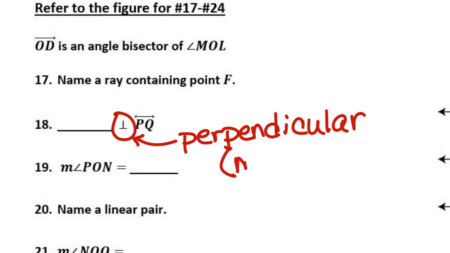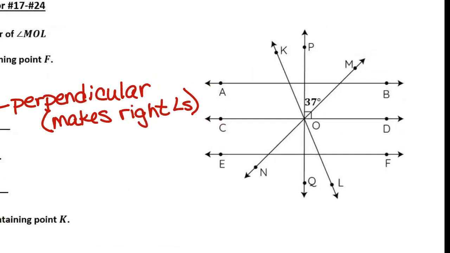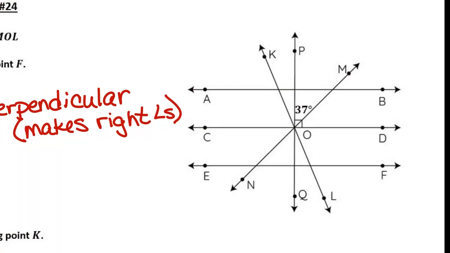Perpendicular means it makes right angles. So PQ, let's go look at PQ. I know I need to go do number 14. Here's line PQ. Do you see a right angle mark there anywhere? Yes, right here we have a right angle mark.